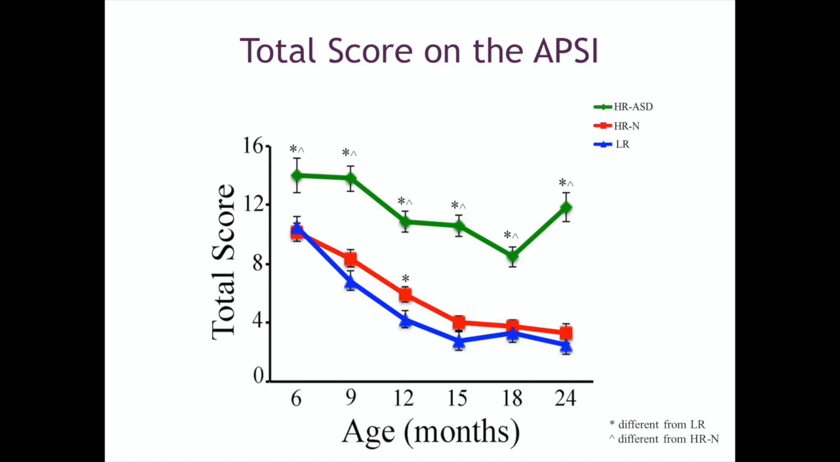And what I think you can see right away is that the parents of children who were diagnosed with autism consistently across every age where we had them fill out this questionnaire reported more concerns than the parents of the children in the other 2 groups. And this was apparent right from 6 months of age, which was really surprising.